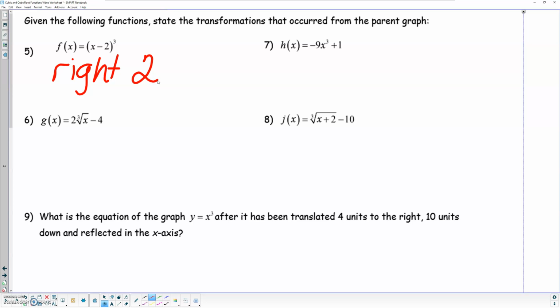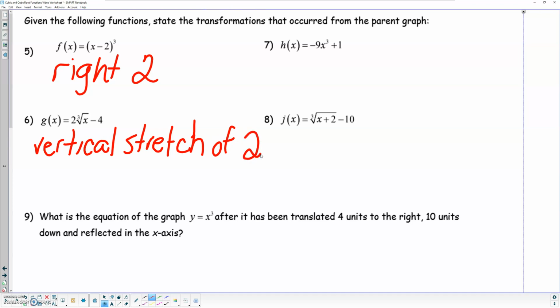All right? Number 6. There are 2 transformations happening. We are multiplying by 2, so that's going to be a vertical stretch of 2. That's where the points get closer to the y-axis, right? That's where your graph gets skinnier. And then we have minus 4 at the end of the equation. The minus 4 at the end means we're shifting down 4.